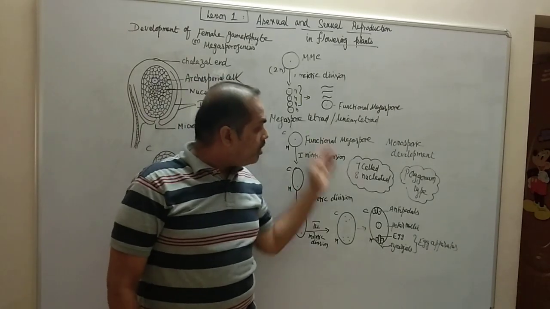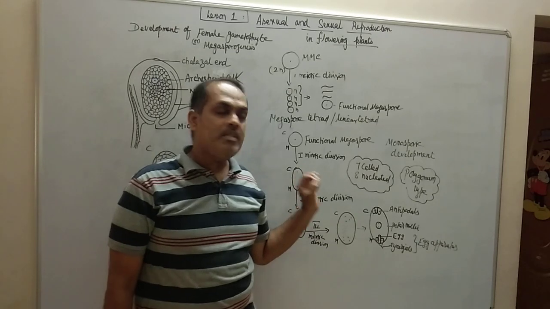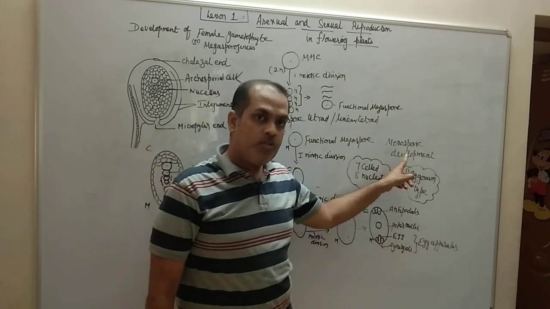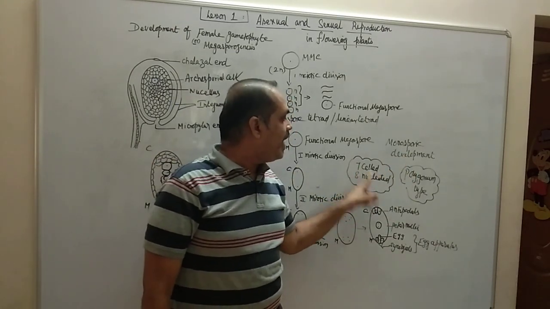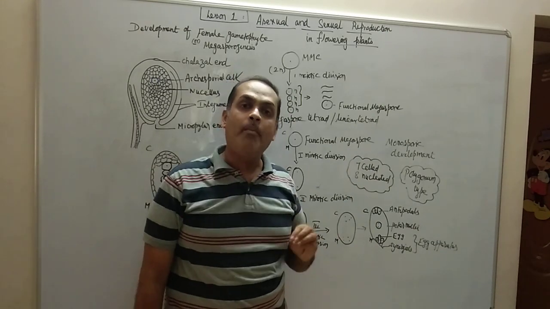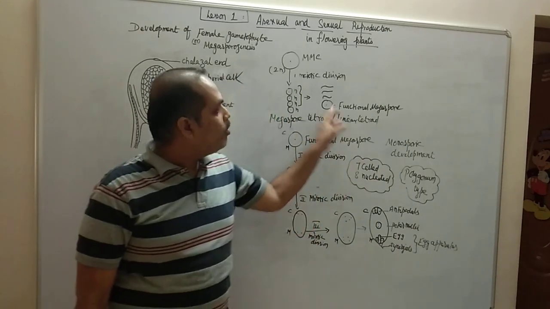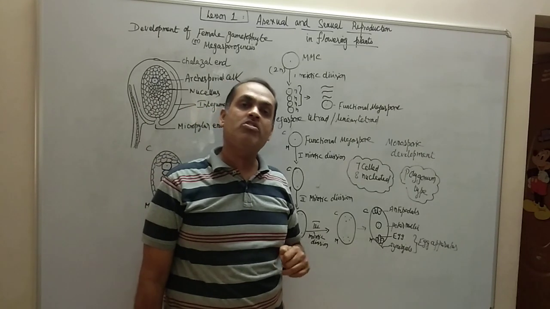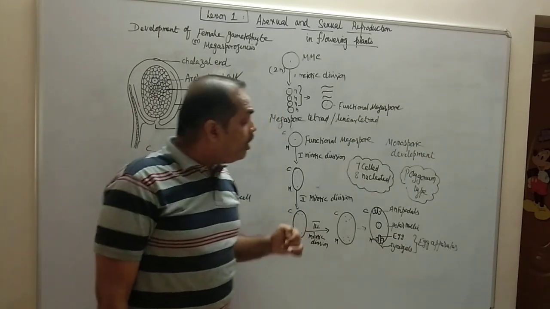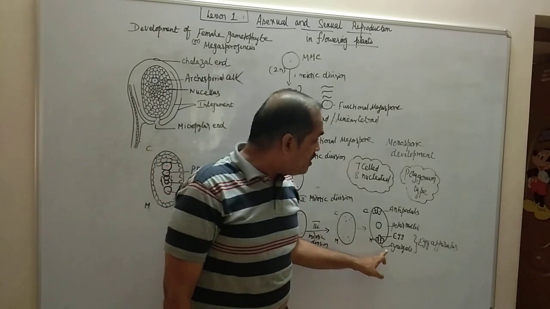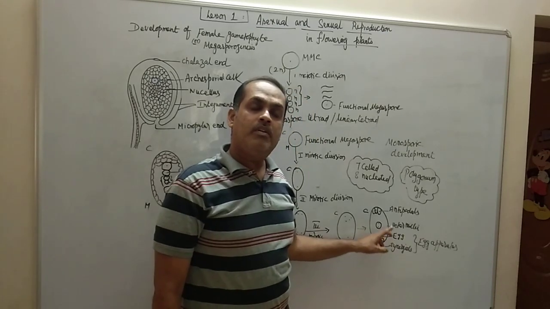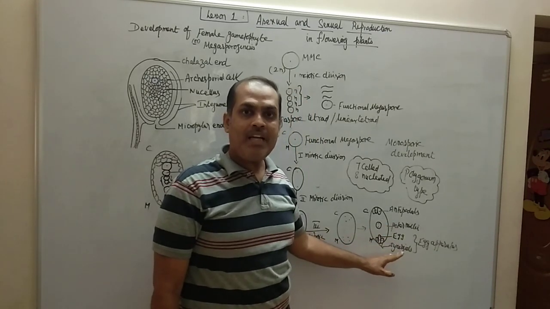Now, the most common type is the polygonum type, monosporic development. 7 celled and 8 nucleated is the most common type. What we have studied now is also monosporic development, which is also a very common type. Now, this is the typical embryo sac in the angiosperm.